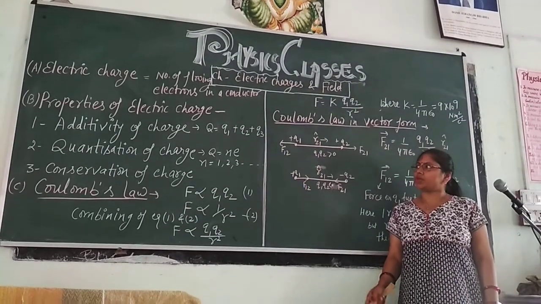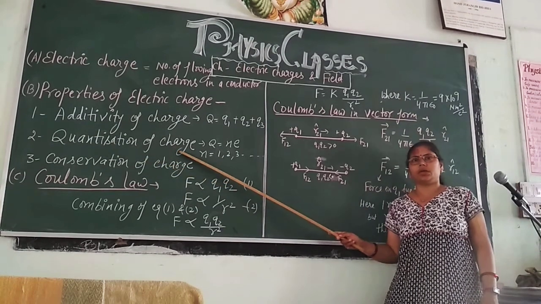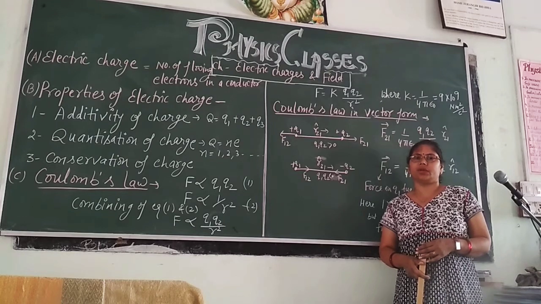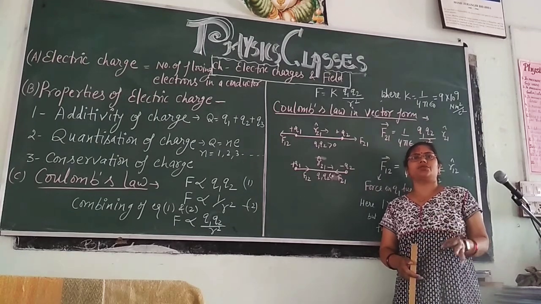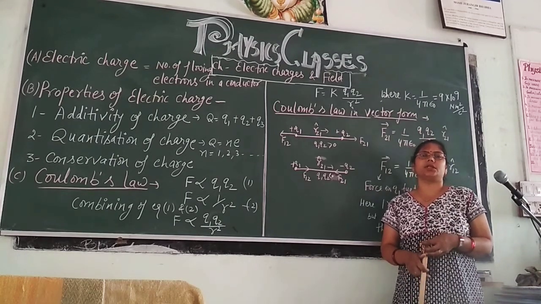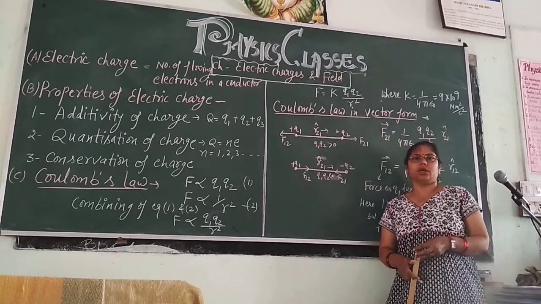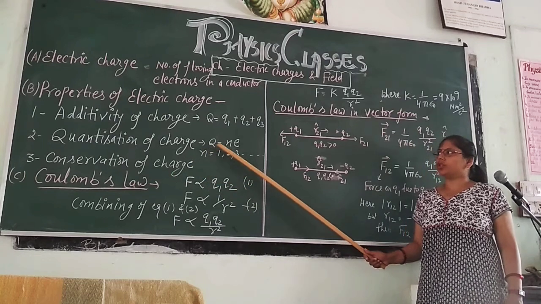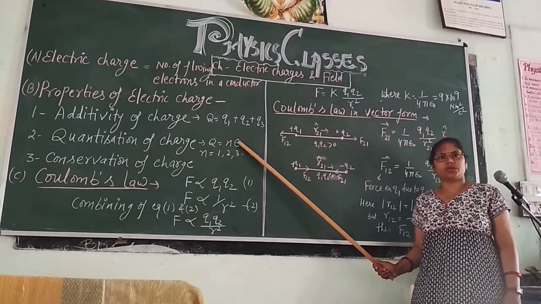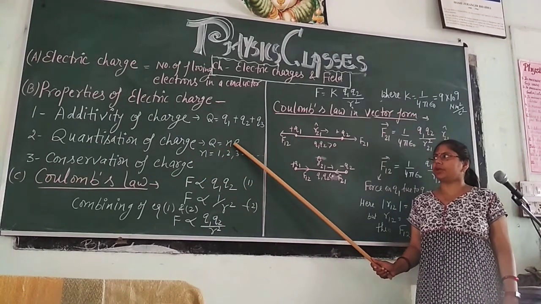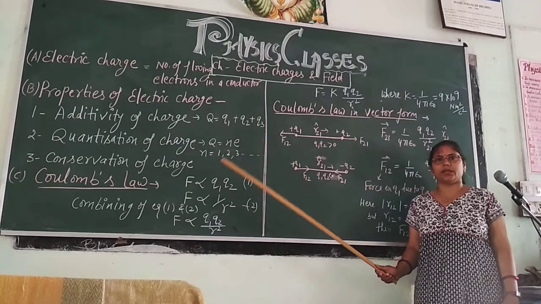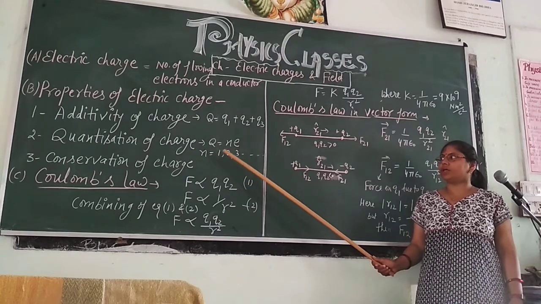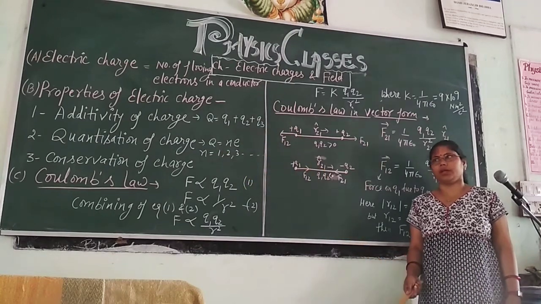The second property is quantization of charge. Quantization of charge means charge exists only in discrete amounts. There is no charge which exists on any substance in decimal or fractional form. It is 1e, 2e or 3e. Q is equal to n into e, where e is the electronic charge. The electronic charge is 1.6 into 10 to the power minus 19 coulomb. n is an integer, where n is equal to 1, 2, 3 up to infinity.